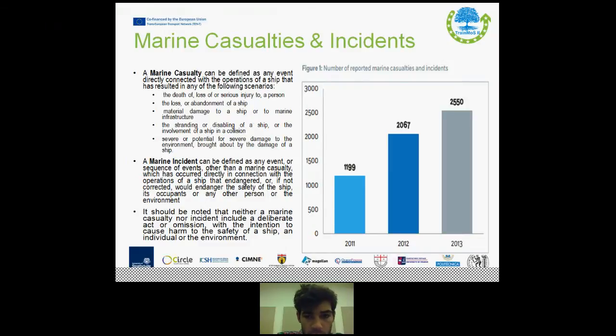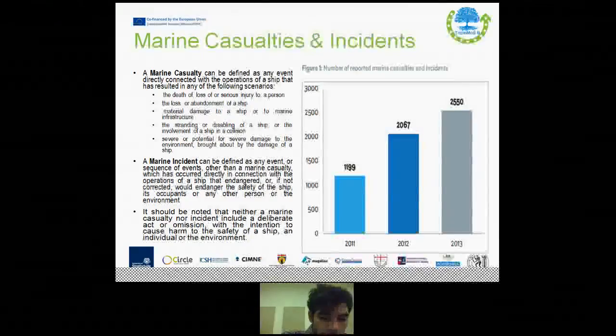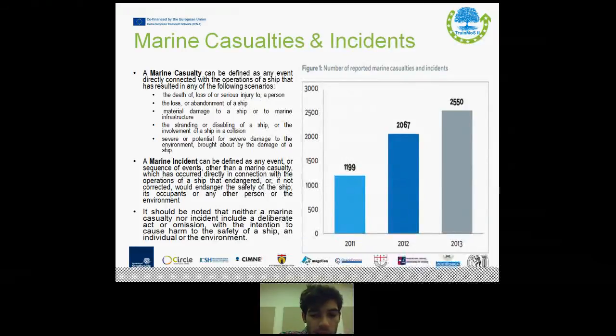As we see in the figure, the marine casualties and incidents have not declined; on the contrary, as the years pass, instead of minimizing, casualties increase in number. More specifically, for 2011, we had 1,199 casualties and incidents in Europe. In 2012, the number increased to 2,067 incidents, while for 2013, we had the most accidents and incidents for the decade, as they reached around 2,550 incidents.